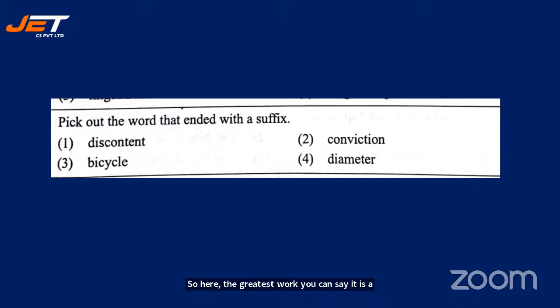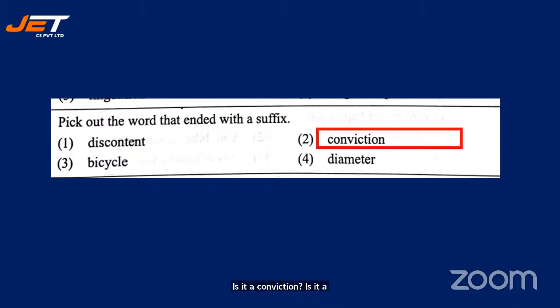See the next one. Pick out the word that ends with a suffix. Is it discontent? Is it conviction? Is it bicycle? Or is it diameter? So, the suffix word is conviction. All right.